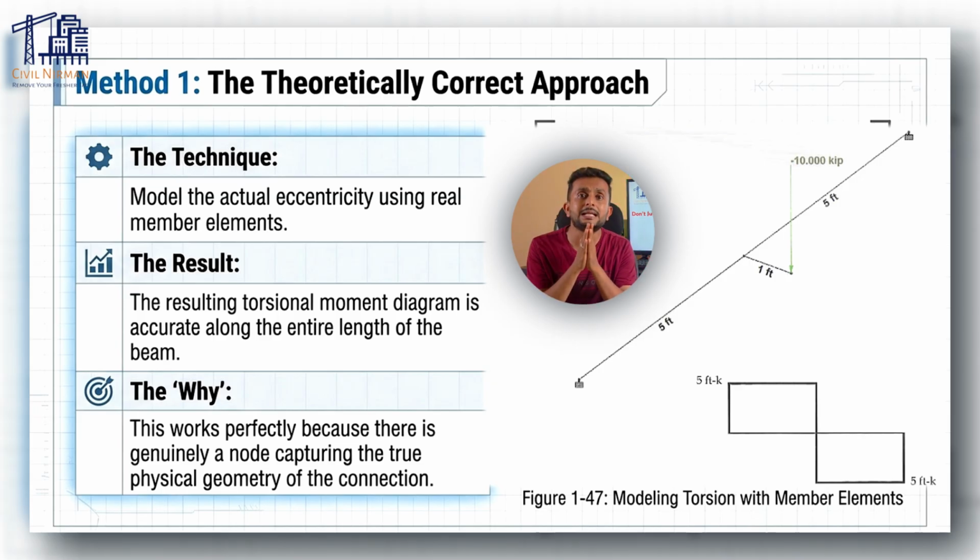Model the actual eccentricity using real member elements. Now look at the resulting torsional moment diagram. It is accurate along the entire length of the beam because there genuinely is a node capturing the true geometry.